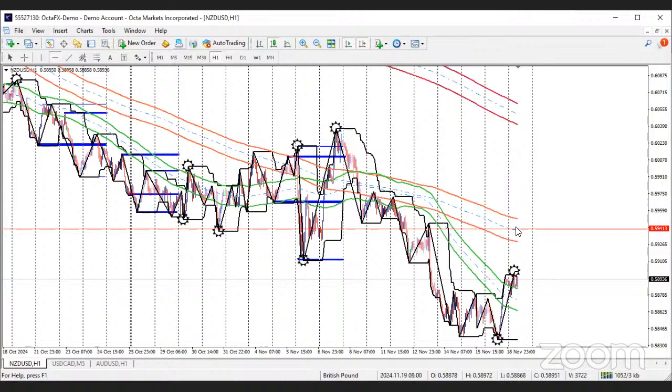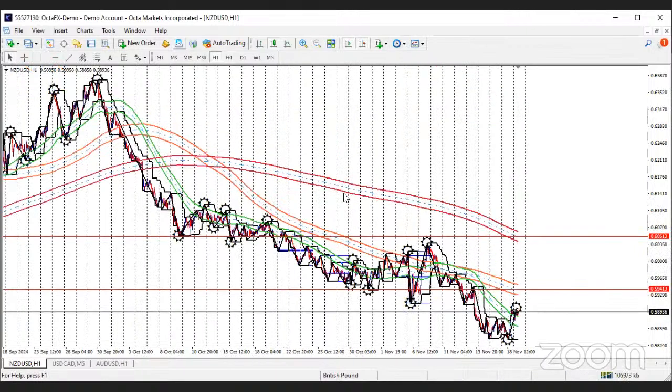This is our first POI and this is our second POI. So if we're waiting for price to reverse into these zones for us to continue selling, then at this point we have no business being in the market following the H1 time frame.